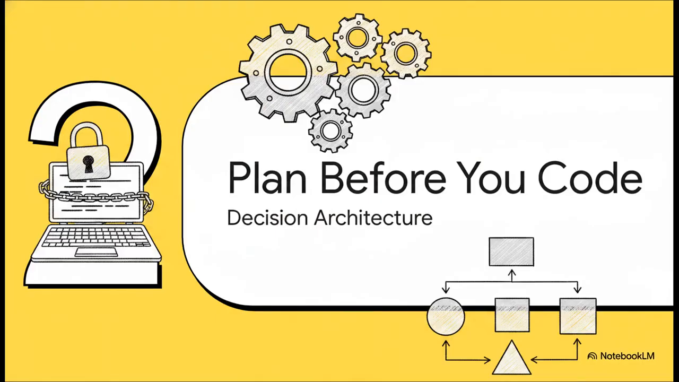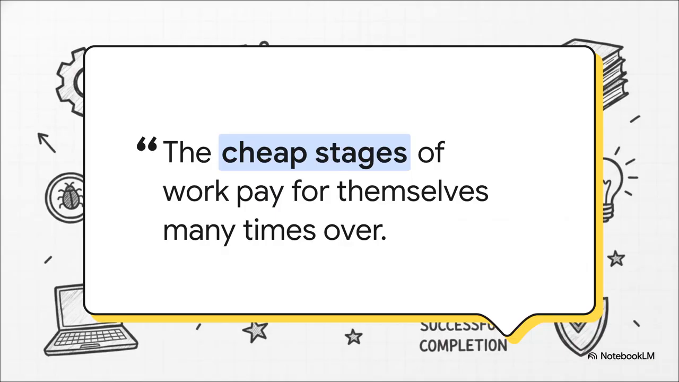Moving to Section 2, Plan Before You Code, specifically looking at the 8-question decision architecture. I know your fingers are probably itching to open your IDE right now. It feels productive to just start typing. Resist that urge. You need to spend a good 60 to 90 minutes planning your answers to 8 crucial questions first. The discipline of actually writing these answers down in plain English is literally the only way to avoid ad hoc, chaotic building. Think of it like measuring twice before you cut once.